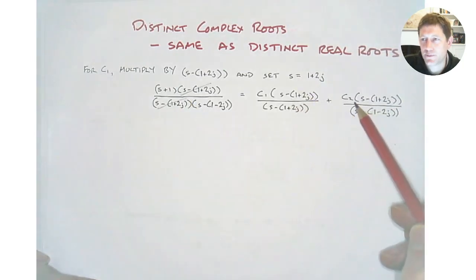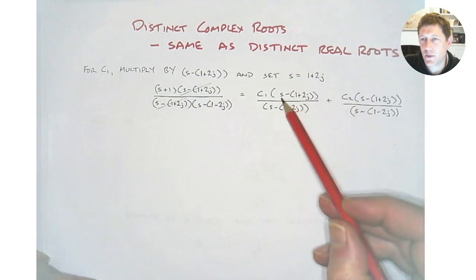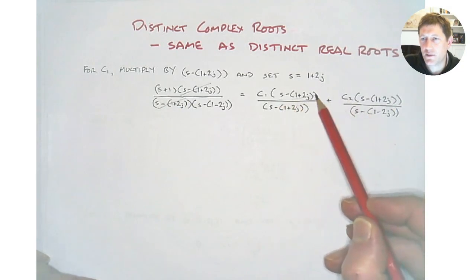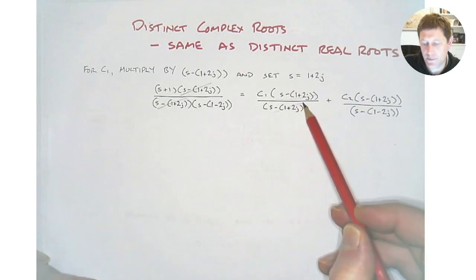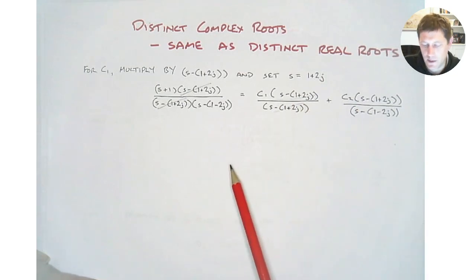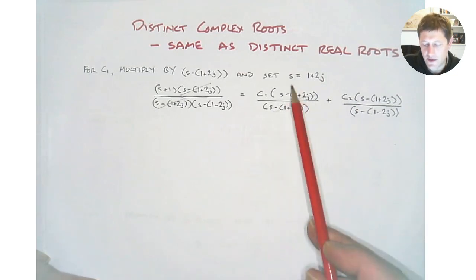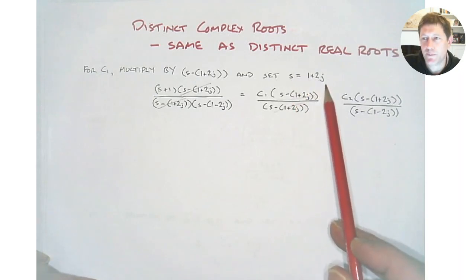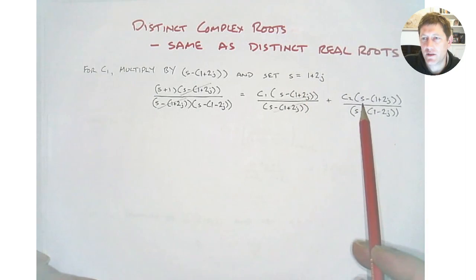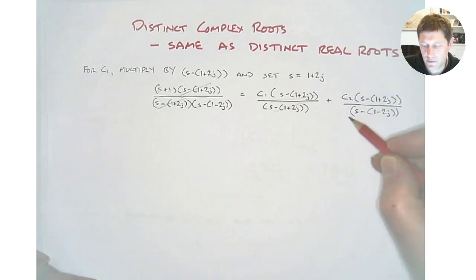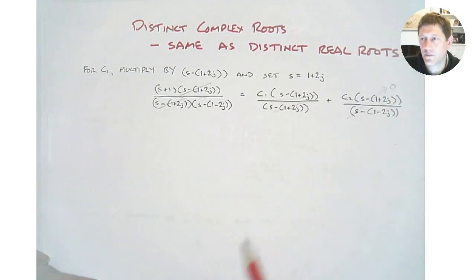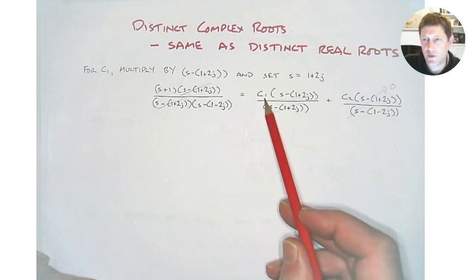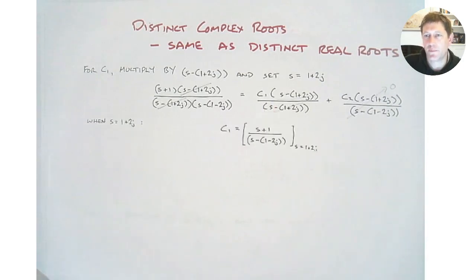Likewise, this term here eliminates this term here. And then when we set s is equal to 1 plus 2j, this term here is going to go to 0. So we're just left with an expression for c1.